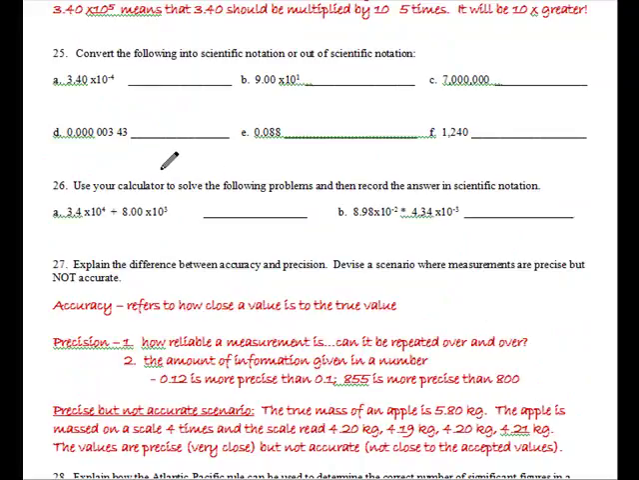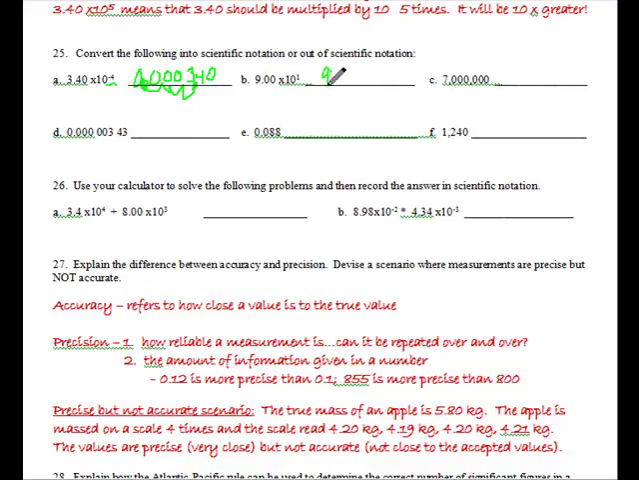Okay, number 25 is asking us to convert the following into scientific notation or take them out of scientific notation if they're already in. So this first one we already did. It's going to be 0.000340. Okay, so the decimal point started here originally. We moved it over 1, 2, 3, 4 places and put it back over there because this is times 10 to the negative fourth. So we divide it and make it smaller.